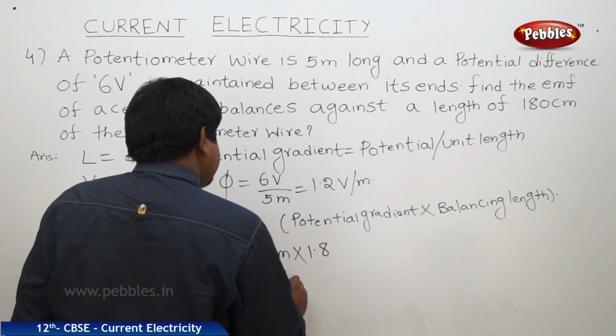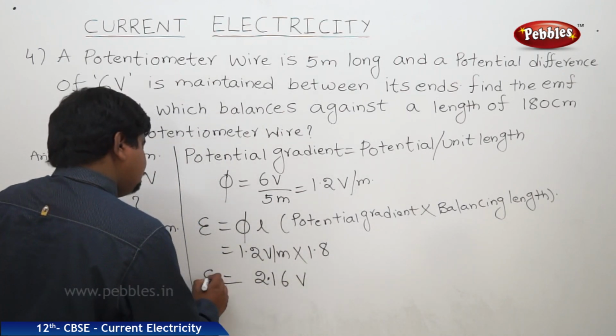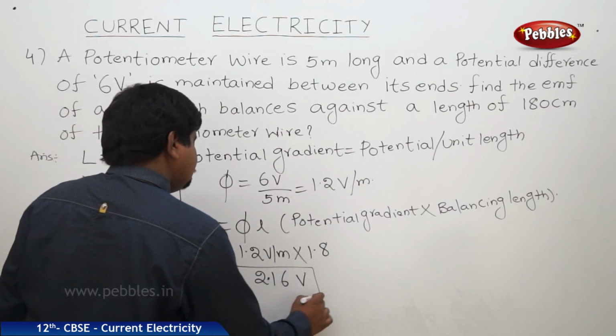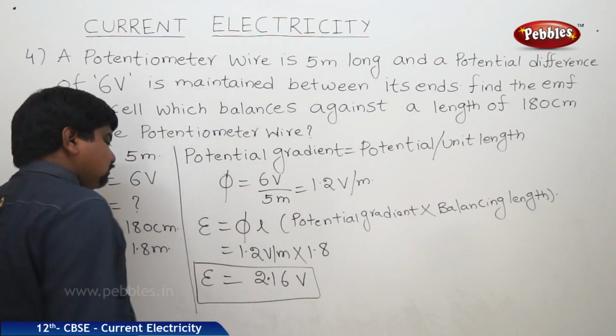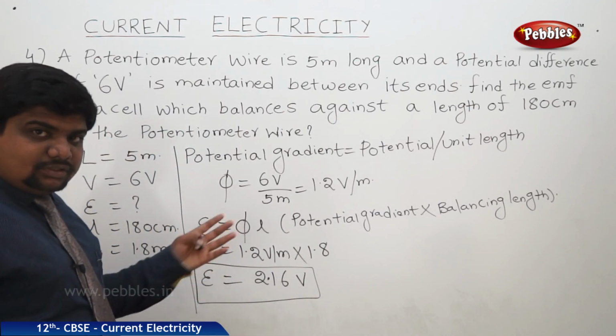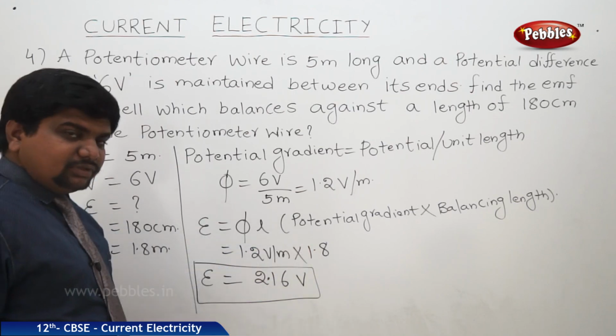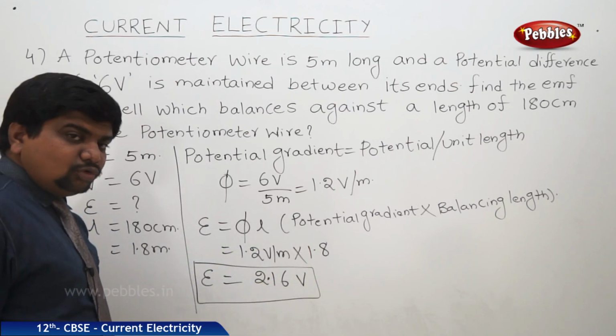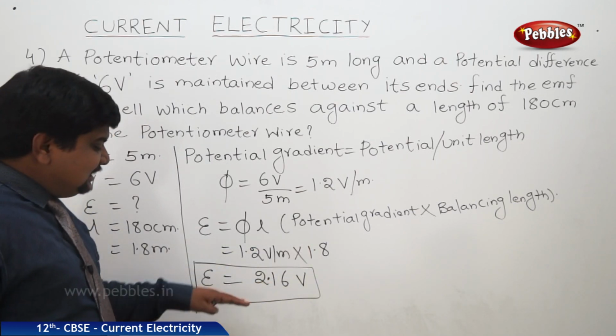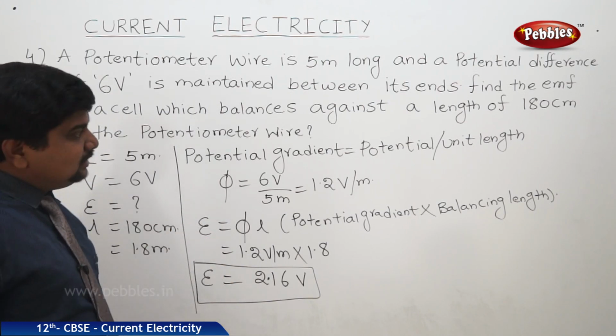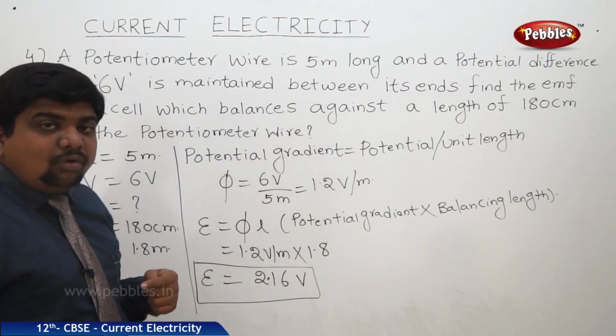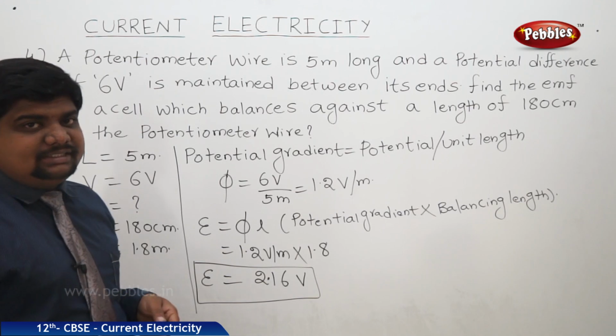The answer is 2.16 volts. So 12 into 18 gives 216. If you remove the decimals from the back side, it will be 2.16 volts. So this is the EMF of the potentiometer for the balancing length of 180 centimeters.